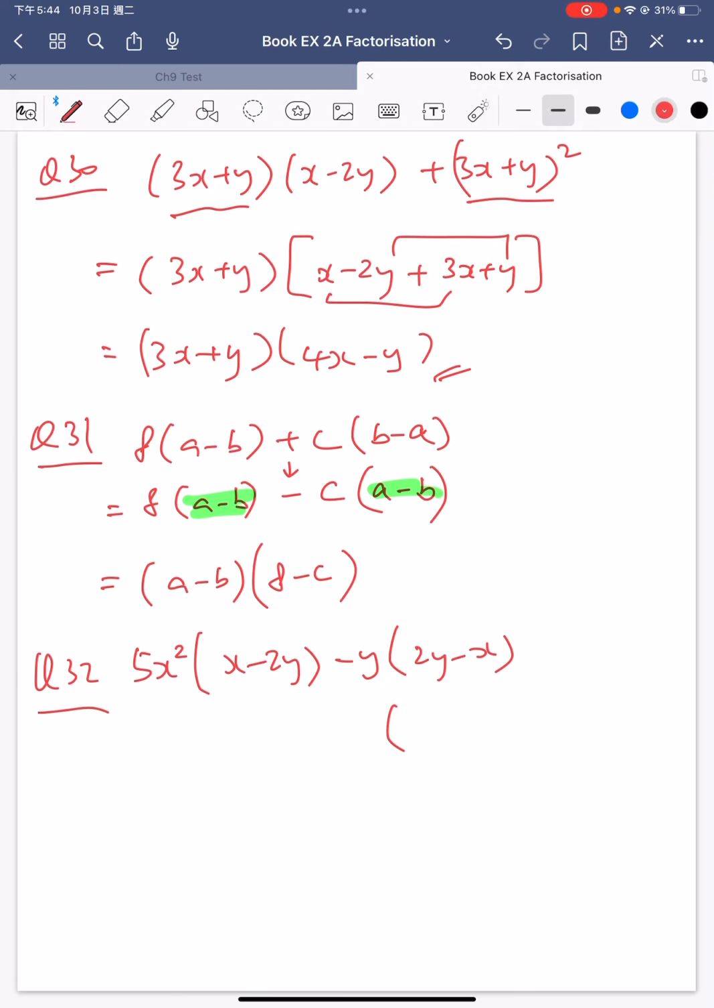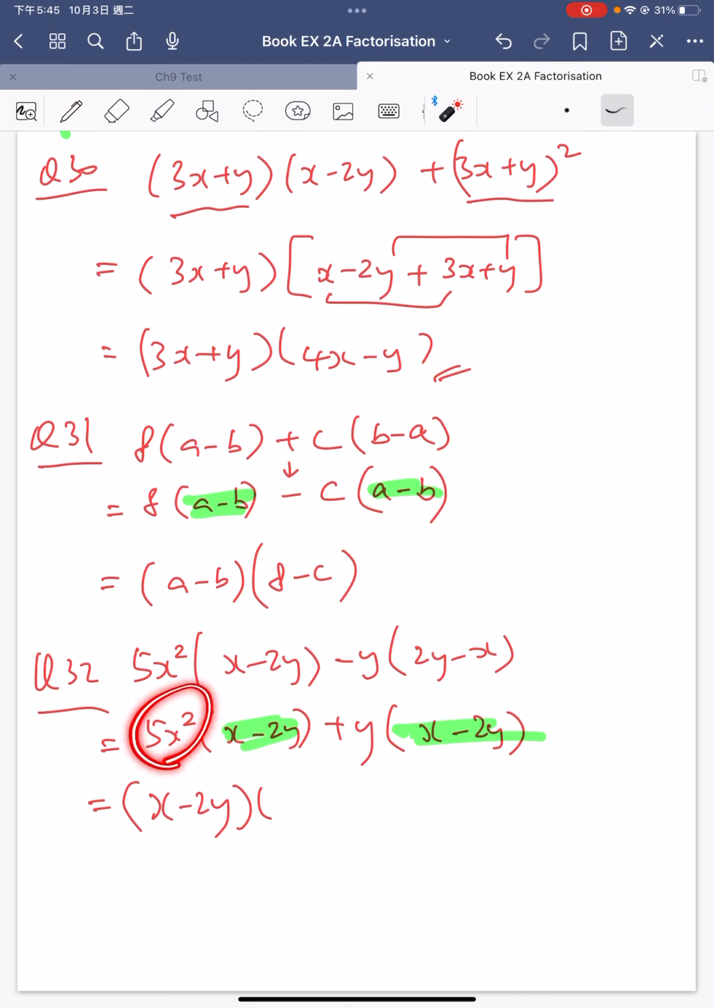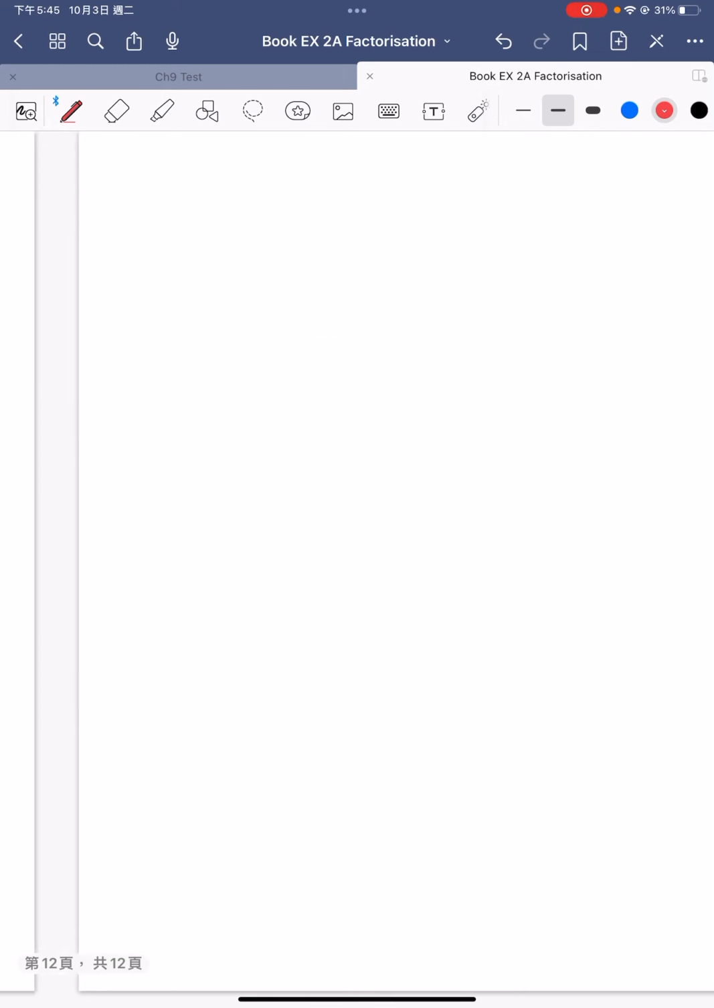So as always, we change it back to x minus 2y, but remember to change the front sign to positive, then copy down the rest. So now we can take out our x minus 2y as our common factor. Then we have the 5x left and the plus y. So we combine them to have 5x squared plus y. So that's for question 32.